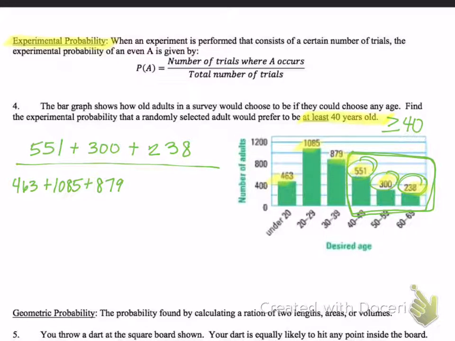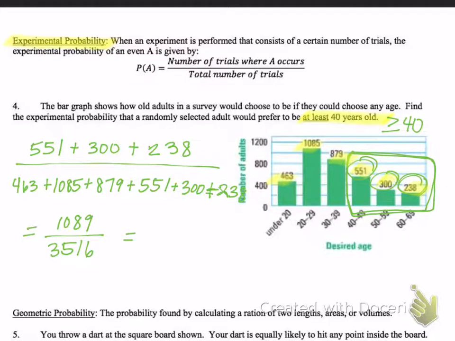It's 1085, right? Yeah. Oh, you just already answered it. Oops, plus 238. And you end up getting 1089 over 3516.